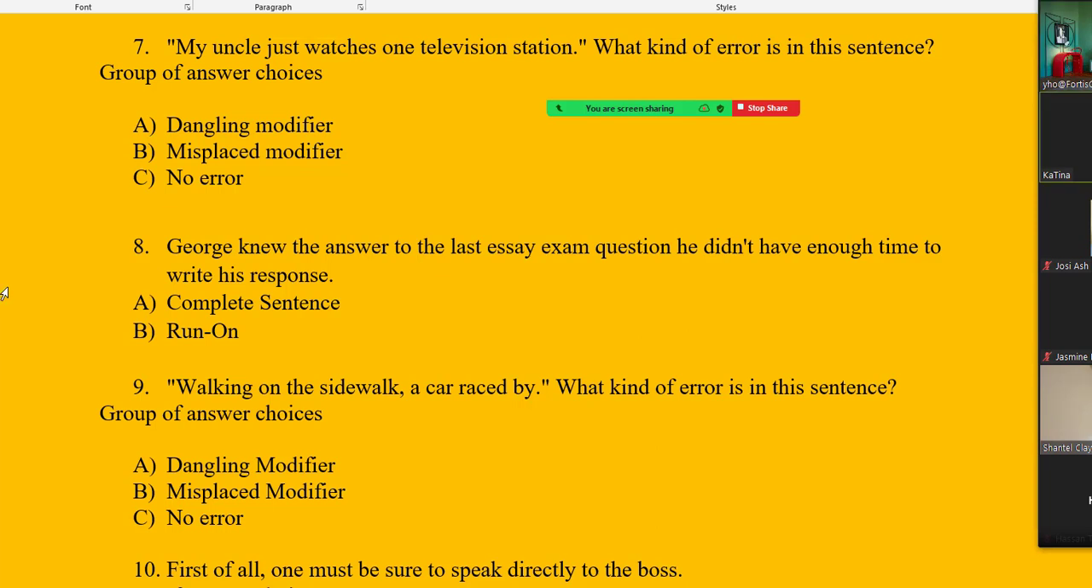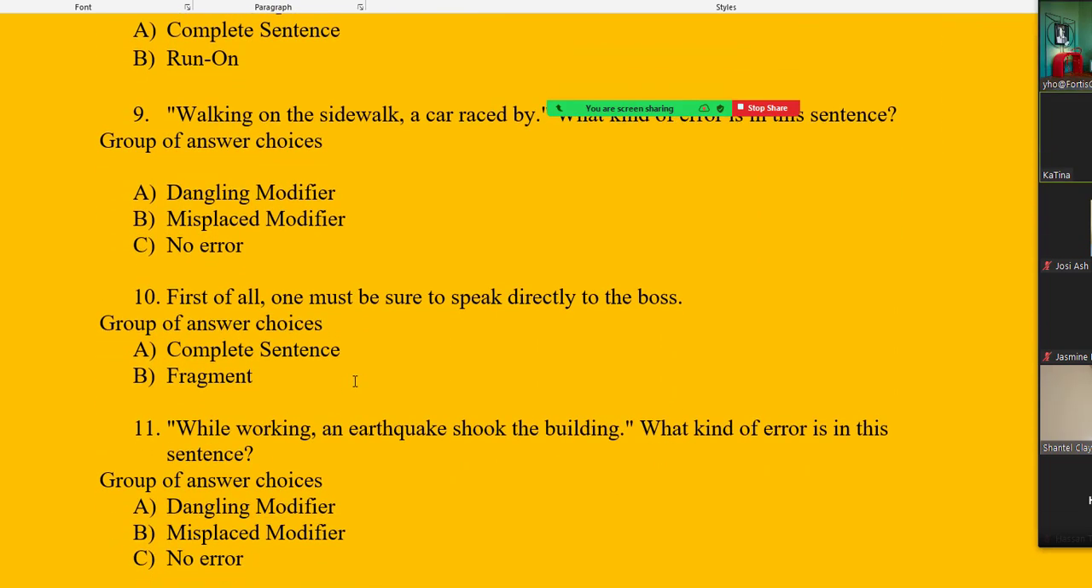B. No. A. A. And so that's because whenever you have a dangling modifier, it means that walking on the sidewalk, you're left dangling to know, but who is walking on the sidewalk? Right. So that's a dangling modifier.